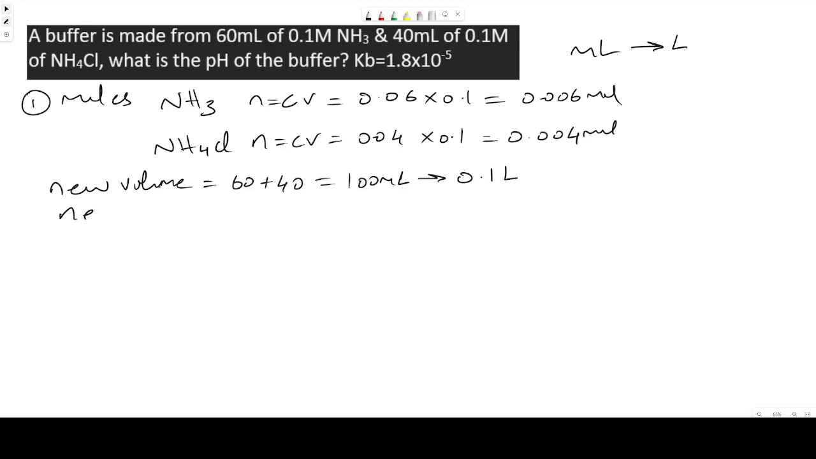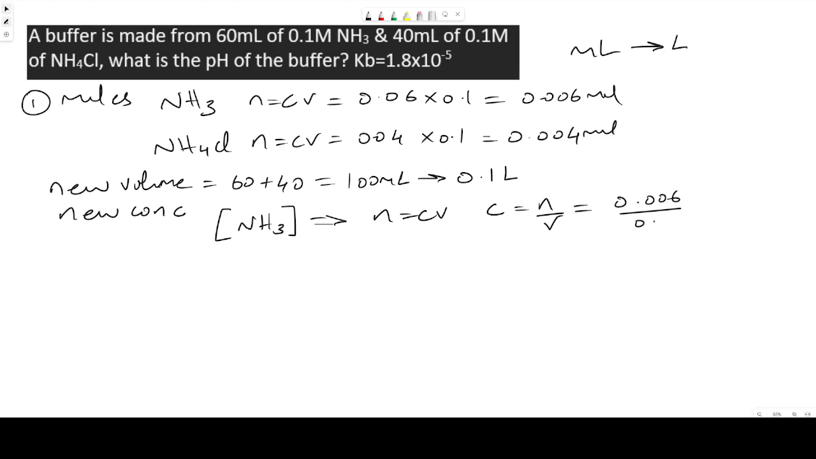Now the new concentration is going to be, I like to use square brackets to denote concentration, just equal to moles. We already know the equation, n = CV, so my new concentration is just going to be n over V. In this case, for ammonia, it's 0.006 divided by 0.1, and the concentration is 0.06. Same thing for ammonium chloride, the same method: 0.004 divided by 0.1 gives us 0.04.